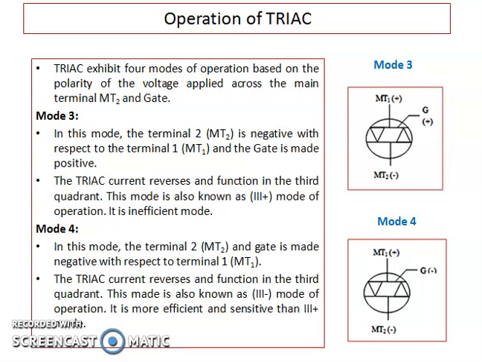In mode 3, we find that the terminal MT2 is negative with respect to the terminal MT1 and the gate is made positive, and it is clearly shown here that the gate terminal is positive. And in mode 4, the terminal MT2 and the gate are both made negative with respect to the main terminal MT1, as shown here. So as shown here, the triac current reverses and functions in the third quadrant.